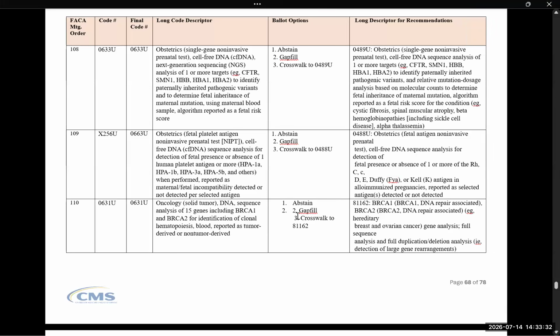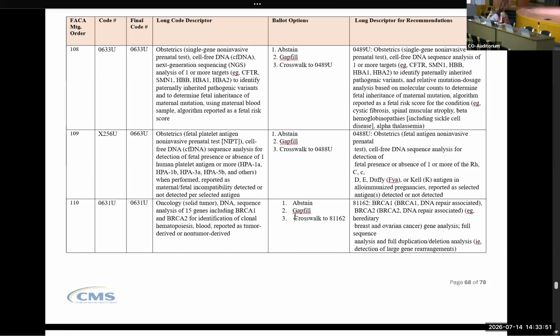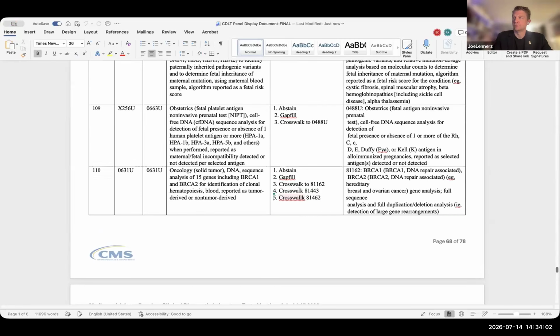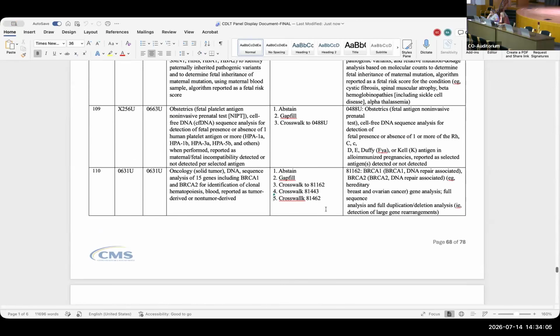Okay, thank you, Heather. So we've got the gap fill, we have the crosswalk to 81162. There is a crosswalk to 81443. And the other one, was it 0631U? Did I get that right? It was 81462, I believe. That's correct. Okay, thank you. We are waiting for 2 more votes, but we will take time so people can look at those codes.